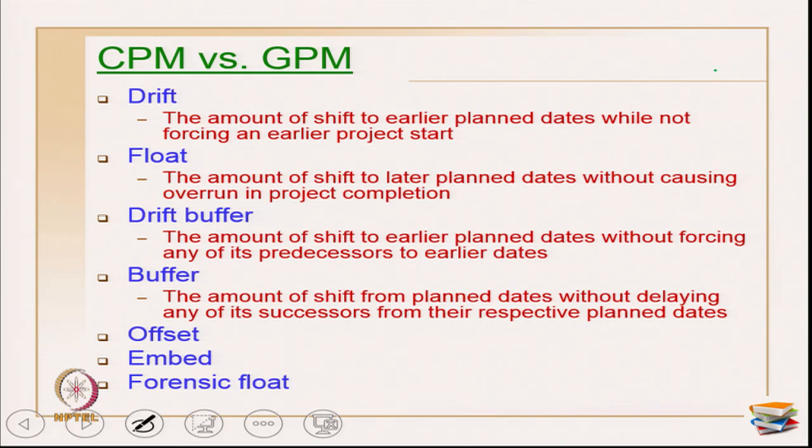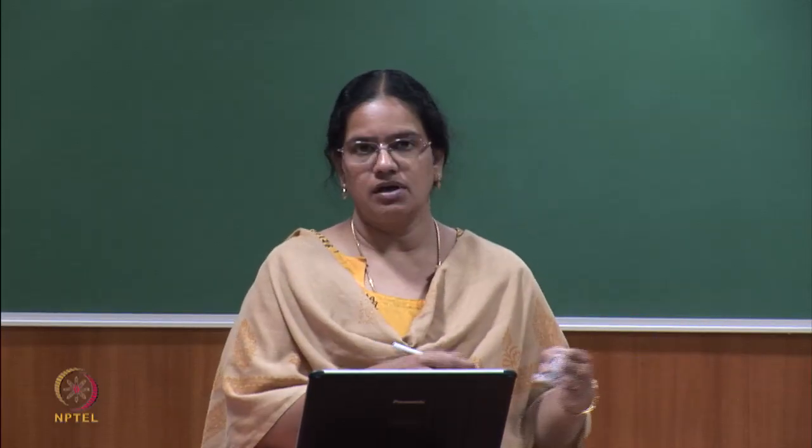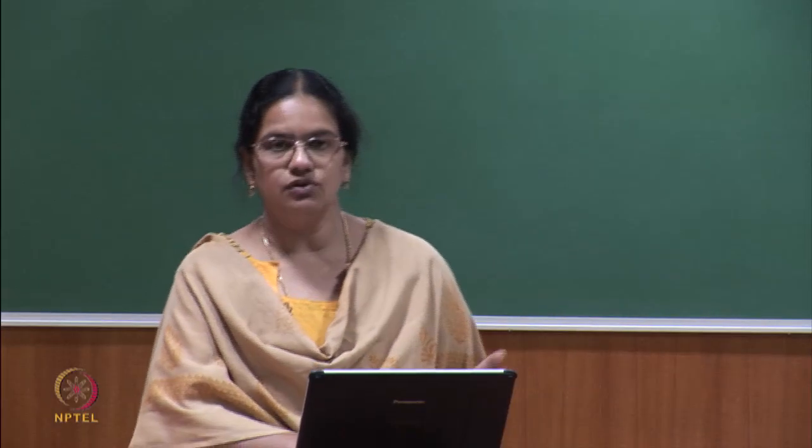The next is drift buffer, the amount of shift to earlier planned dates without forcing any of its predecessors to earlier dates. Okay. So, primarily there is an endpoint software for operating on GPM. When I am shifting an activity, it tells me how much I am shifting, and because of my shifting of the pre-data date, it tells me whether any predecessor activities should be deviated, or it gives me a caution that the predecessor activities also have to be preponed and so on. Accordingly, you have to see how much is the drift, how much buffer these activities have consumed, and what we can still explore.